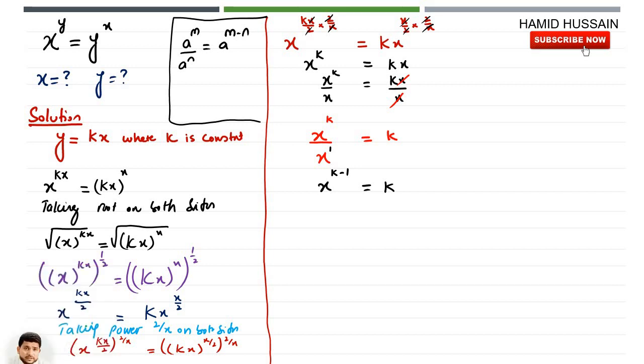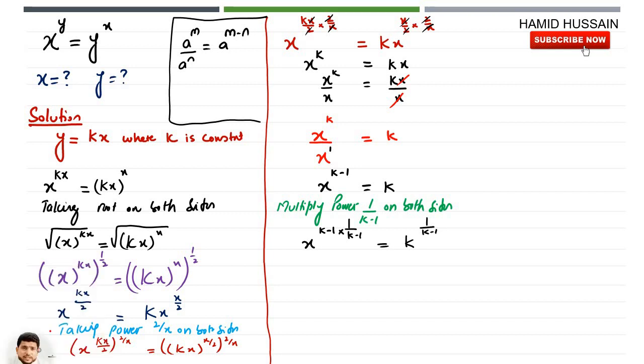And now one of the most simple steps is that I am going to multiply the power 1 divided by k minus 1 on both sides. So we're going to have x to the power k minus 1 multiplied with 1 divided by k minus 1 equals k to the power 1 divided by k minus 1.